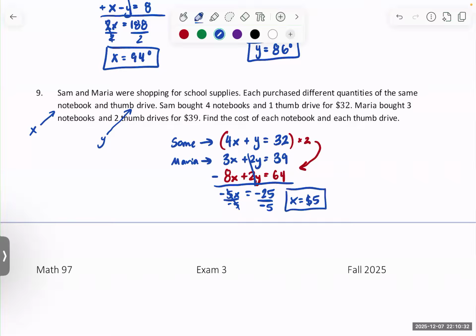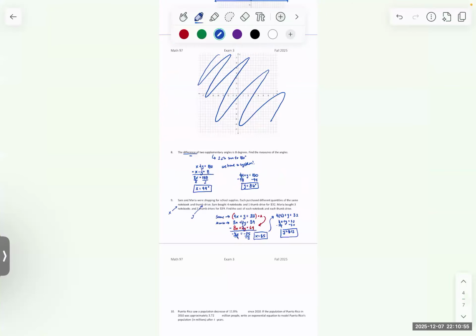Super. And now for my thumb drives, that's going to be 4 times 5. I'm just choosing the first equation because it looks the easiest. That's 20 plus y equals 32. Subtract 20 on both sides. Y equals $12 for a thumb drive. Okay, and that's it for that one.